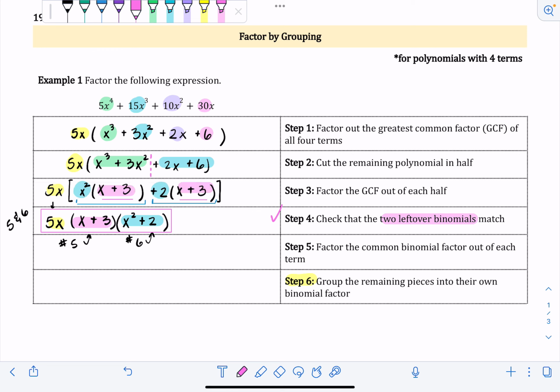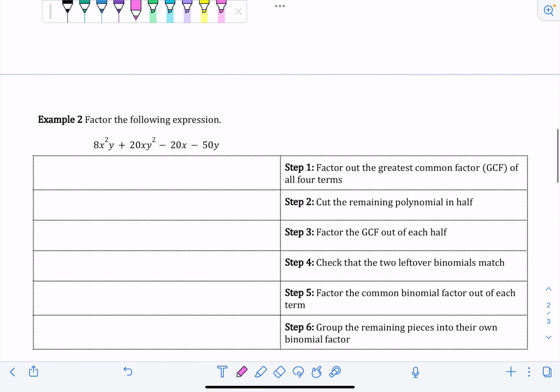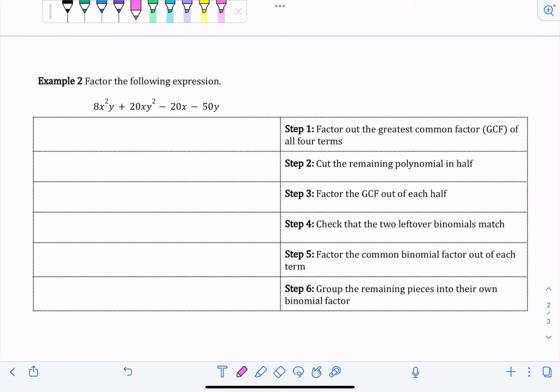Okay, so last example. If you need to take a little brain break, maybe pause the video, but just know these take a ton of practice, so it's okay. We'll get through it together. Okay, so example 2, same type of problem, same set of steps.